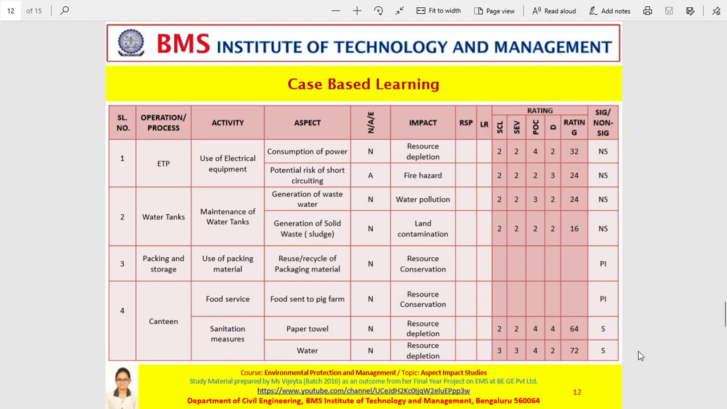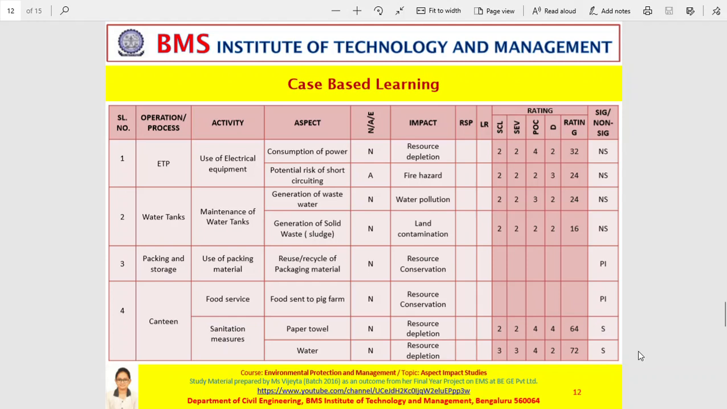And the last operation is canteen, and the activities are food services and sanitation measures. The food service aspect is food sent to pig farm. This is a normal condition for this industry, and the impact is resource conservation. Therefore, this is also a positive impact on the environment. The other activity for the same operation is sanitation measures. Sanitation measures has two aspects, namely paper towels and water. Paper towel and water both have normal condition, but the impact both of them cause is resource depletion.